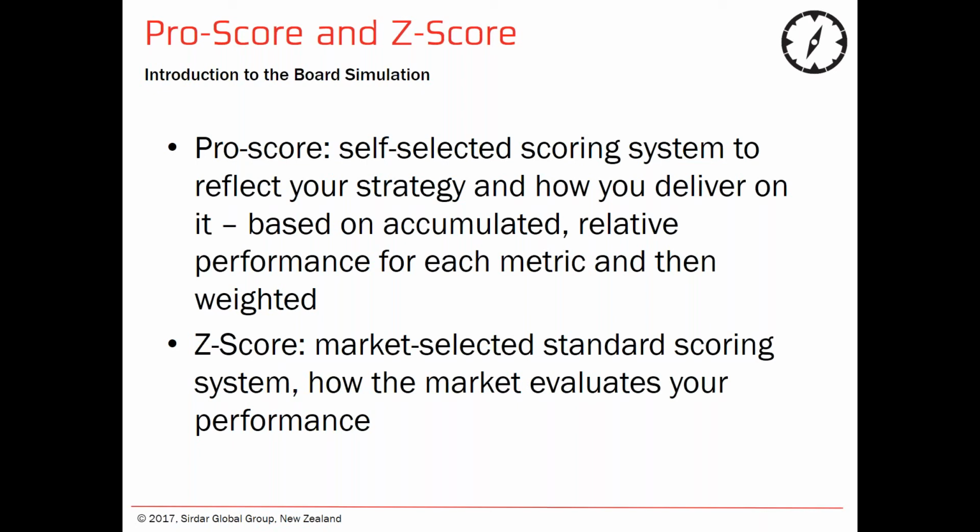The Z score is a market selected standard scoring system, so everyone is measured against the same weightings and the same factors, and there are factors on how the market evaluates your performance, the things the market would look for in the organization, the things that it would be concerned about. And so this is a way of understanding what would the outside world looking in think about your organization compared to your own internal view of your organization through the Pro Score. So two valuable metrics, and both complex. The Pro Score in particular is quite complex in how it weights performance relative to your position as 1, 2, 3, or 4 in the performance of the overall companies.